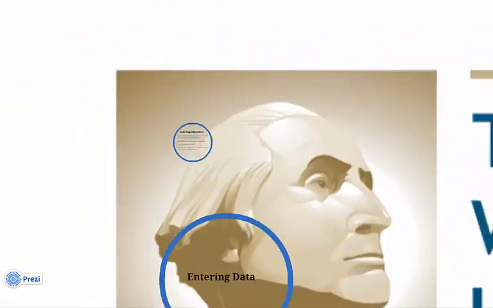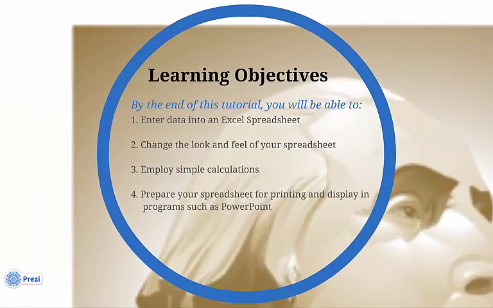Now let's look at the objectives that we covered in this tutorial. First, we enter data into an Excel spreadsheet. Then we change the look of the spreadsheet. Next, we employed simple formulas. And finally, we prepared the spreadsheet for printing and display in programs such as PowerPoint.